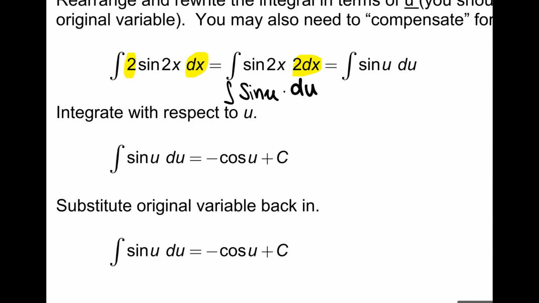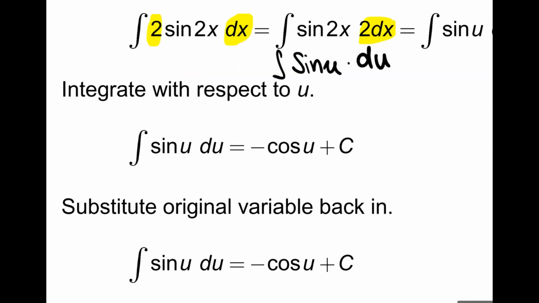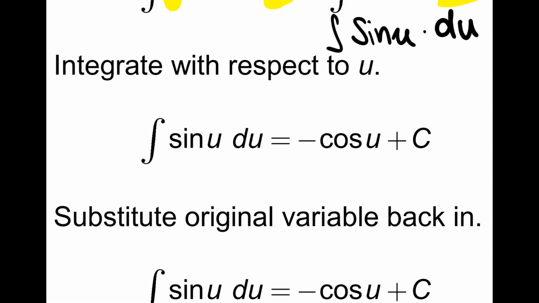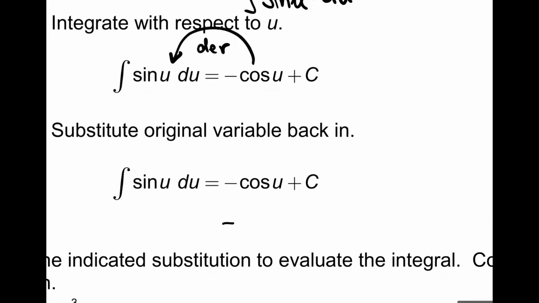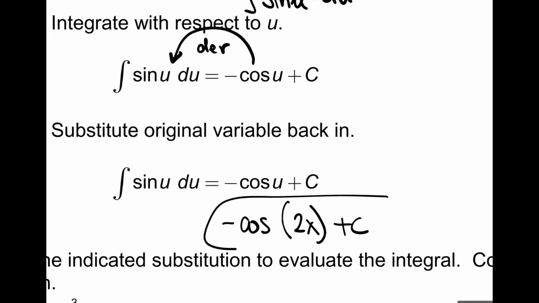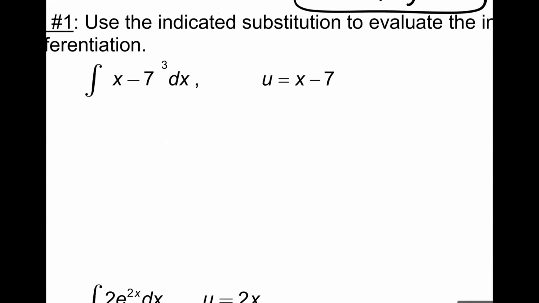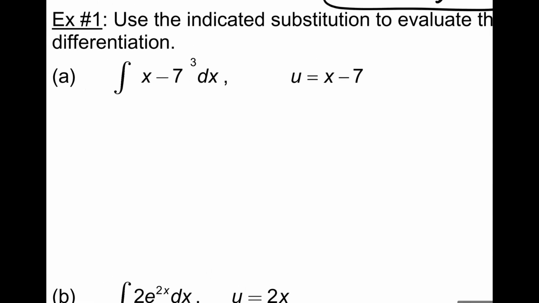Integrate with respect to u, okay? So if you don't immediately know what the integral of sine of u is, think to yourself, what function, when I take the derivative, is going to give me sine? Okay, so it's negative cosine of u plus c. We sub back in our original values. So it's negative cosine, remember what u was? It was 2x, and then plus c, and then that's it. So it's just one step further than what we did last chapter, composition of functions. So I want you guys to try example 1, pause the video, give it a shot, and then I'll explain it.